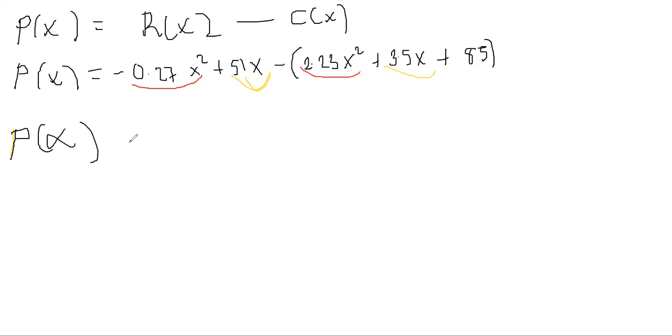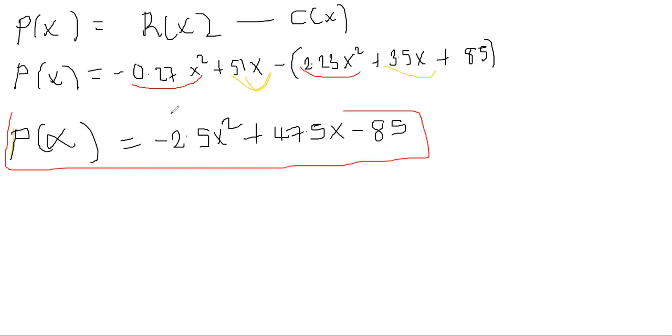of x equals something like minus 0.27 x raised to the power of 2 minus 2.23 x raised to the power of 2. We'll have minus 2.5 x raised to the power of 2. Then with this and this, we will have plus 47.5x. Then we have our minus 85. So this is our profit function. So we have finished the first part of the task.